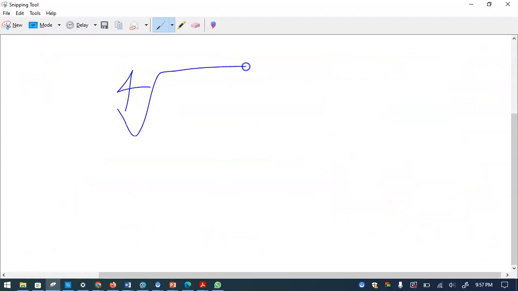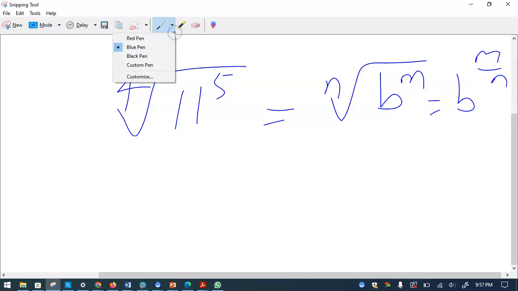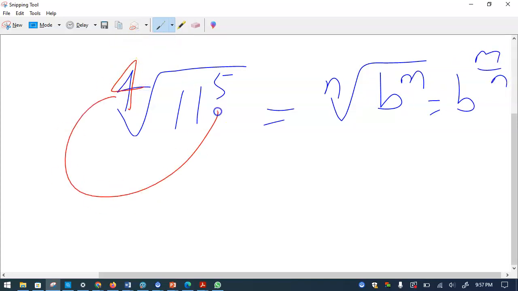Suppose there is a fourth root of 11 raised to 5. What this means is you want to write it in exponential form, and you can see this is of the form nth root of b raised to m, which is b raised to m over n. All you do is the outside 4, you just have to divide here. So the b is 11, so 11 raised to, and the 4 goes down, and the 5 goes up, and you're done.